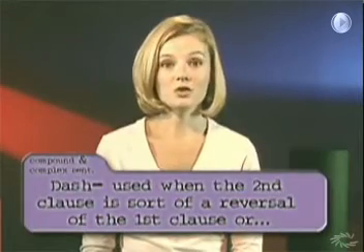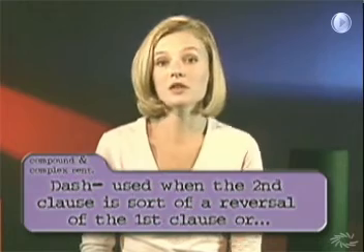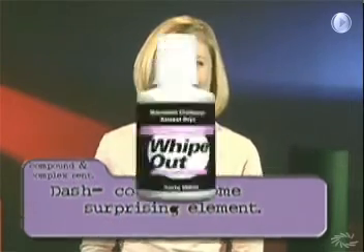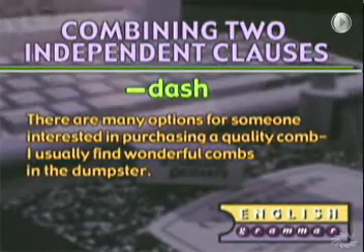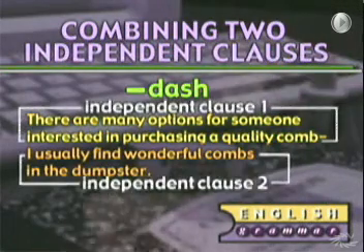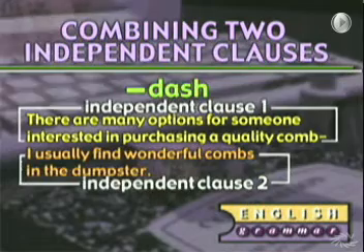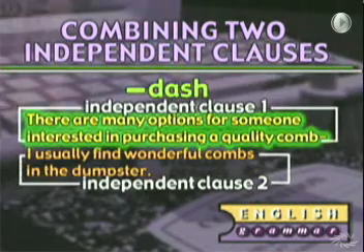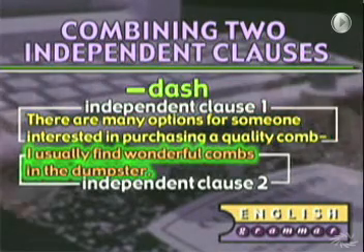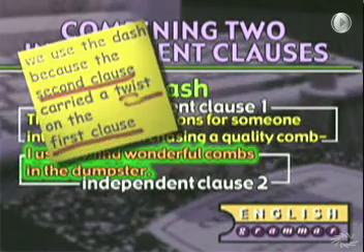Finally, a dash is used when the second clause is a sort of reversal of the first clause or contains some surprising element. Look at this sentence. There are many options for someone interested in purchasing a quality comb. I usually find wonderful combs in the dumpster. Again, here we combine two independent clauses to create one compound sentence. There are many options for someone interested in purchasing a quality comb, dash, I usually find wonderful combs in the dumpster. We choose to use a dash because the second clause carried a twist on the first one.